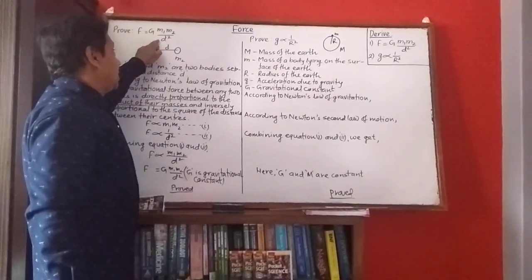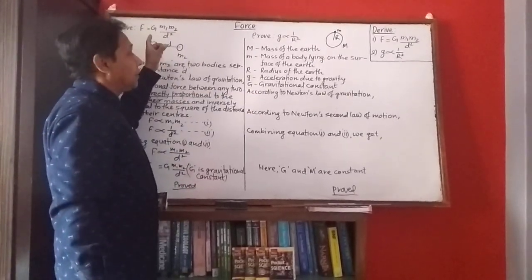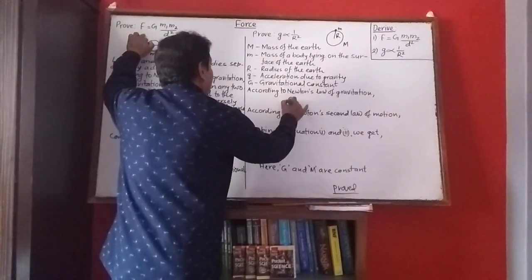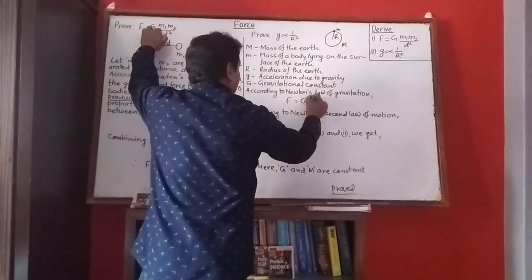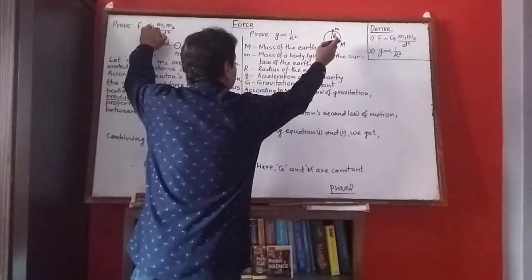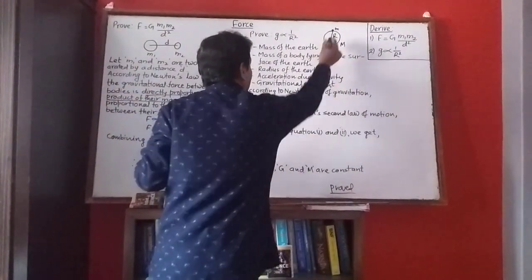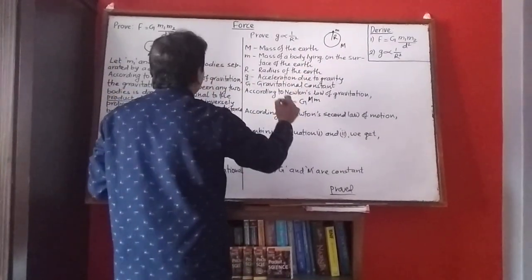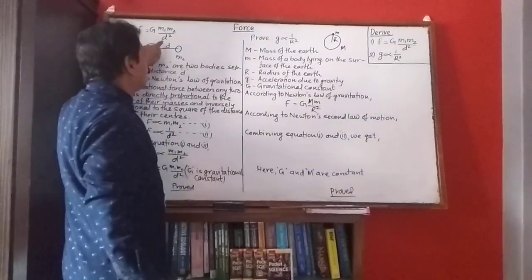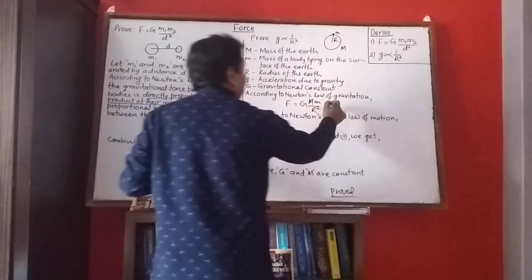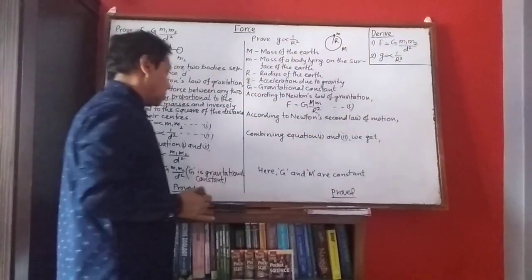F equal to G m1 m2 by d square, by derivation. Now, according to Newton's law of gravitation, gravitational force F is equal to G. In place of m1, I am writing capital M, because the first mass is the mass of the earth, and in place of m2, I am writing small m because the mass of the second body is small m, and the distance between these two is the radius of the earth. That's why instead of d square, I am writing r square, and this is the same as this equation. That's why I can consider this as equation number 1.